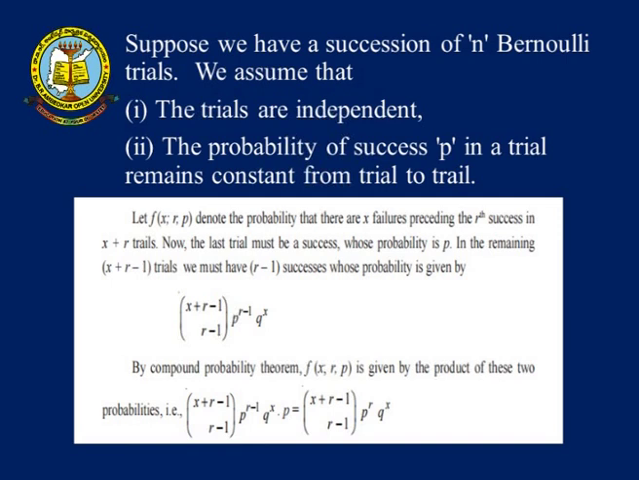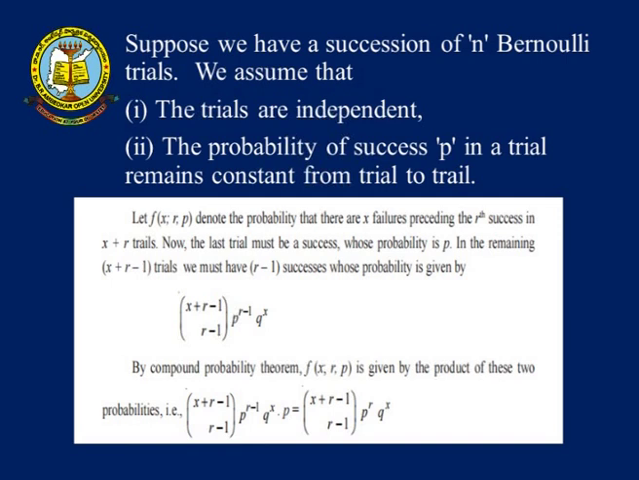Suppose we have a sequence of n Bernoulli trials, and we assume that the trials are independent. The probability of success p in a trial remains constant from trial to trial. Let f(x, r, p) denote the probability that there are x failures preceding the rth success in x plus r trials. Now, the last trial must be a success, whose probability is p.